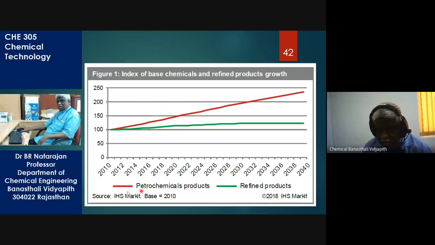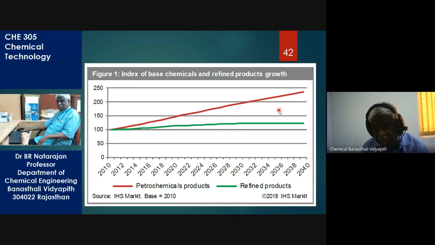The red line is the petrochemical product rising, and the green one is almost reaching a plateau. Refinery products have reached the saturation. So from 2020 to 2040, more or less the refinery product is remaining at the same level, whereas the petrochemicals are booming, booming, booming. Right. So this graph is taken from this reference. This is to tell you that the refinery is becoming stale. It is petrochemicals which are now booming.